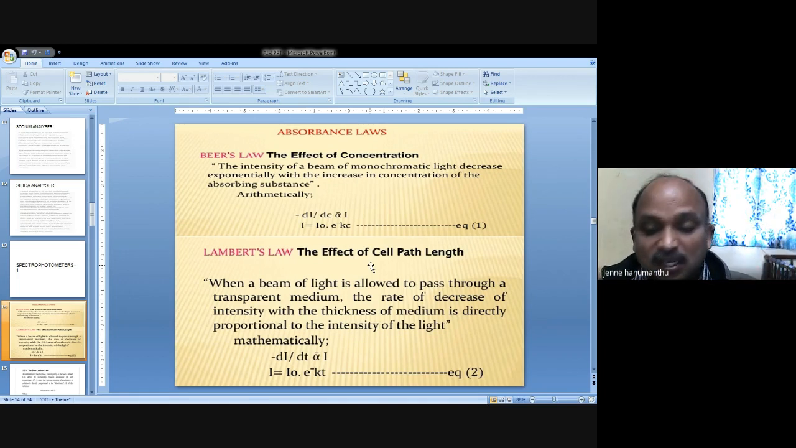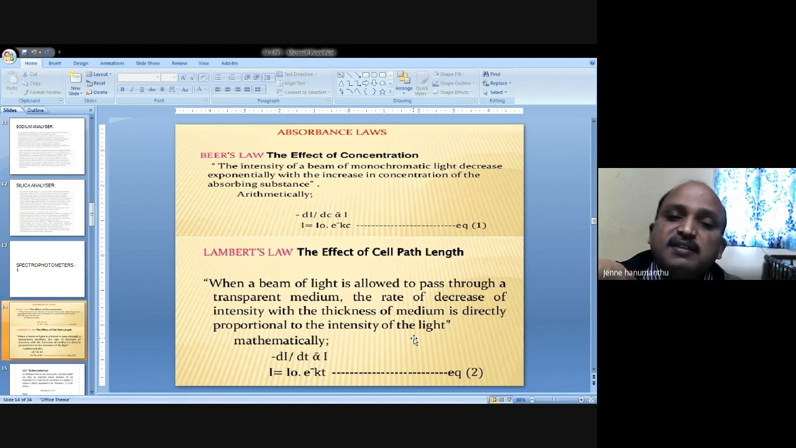See the statement. When a beam of light is allowed to pass through a transparent medium, the rate of decrease of intensity depends on the thickness of the medium. If the light travels a maximum path length, intensity decreases. With less path length, intensity increases. That is the meaning of it.